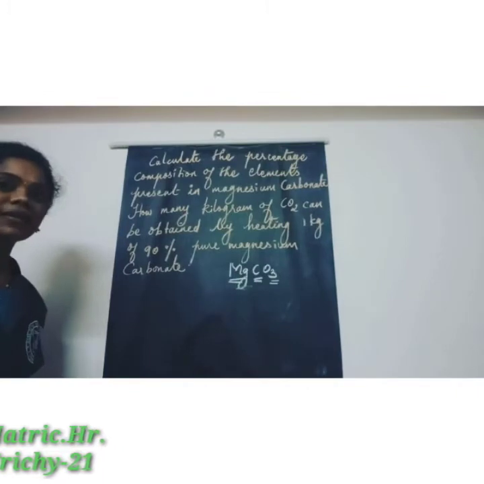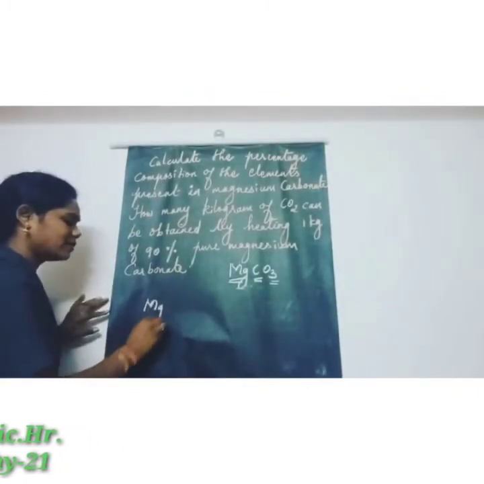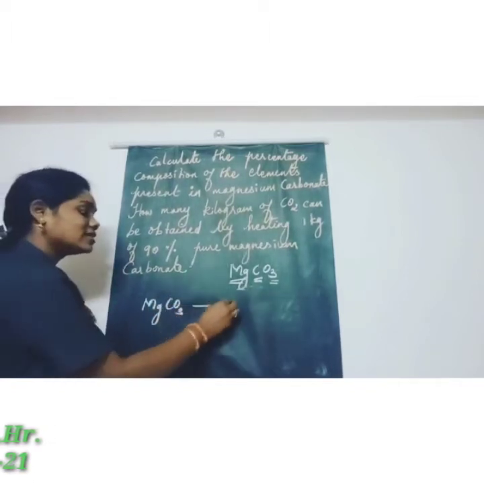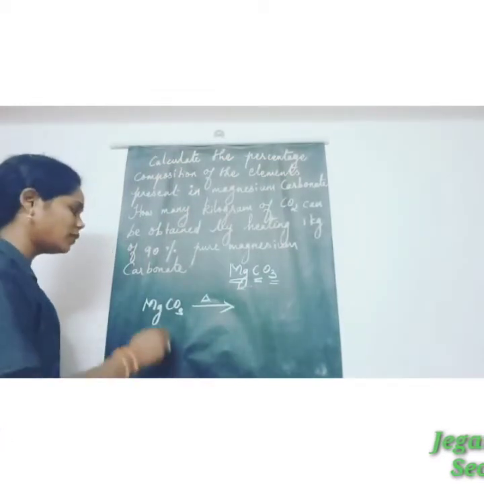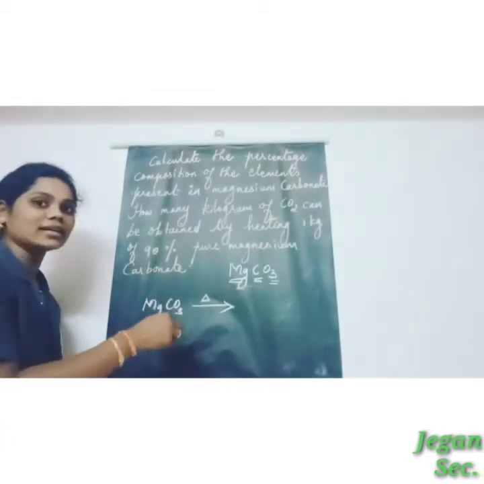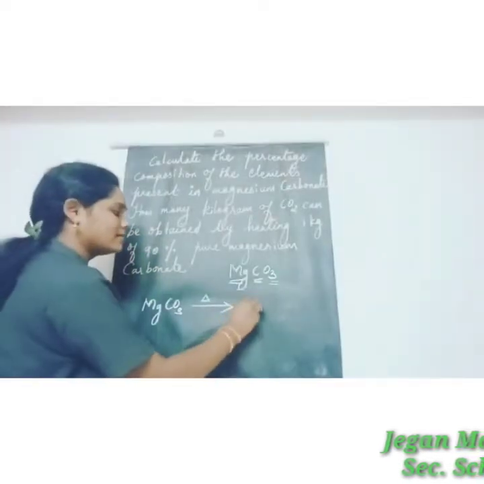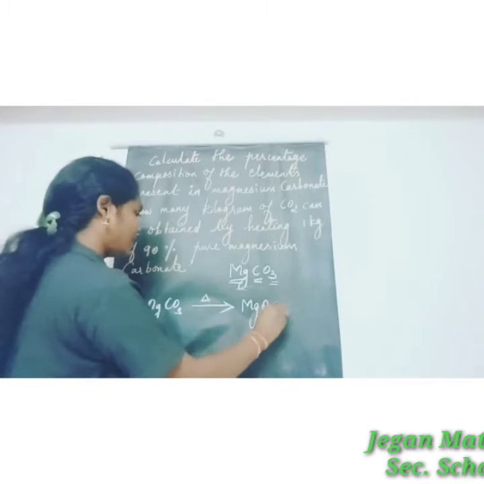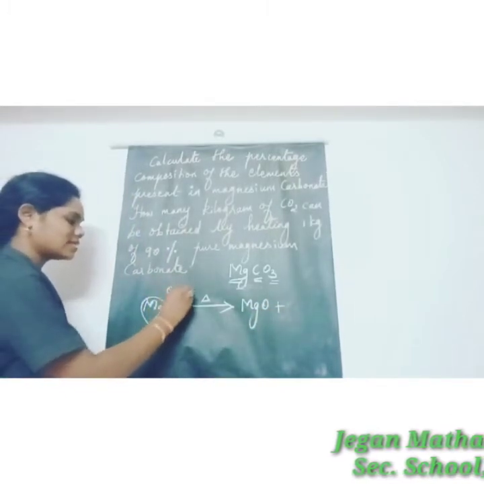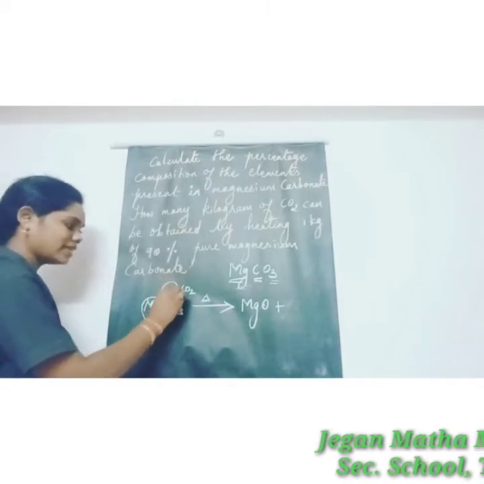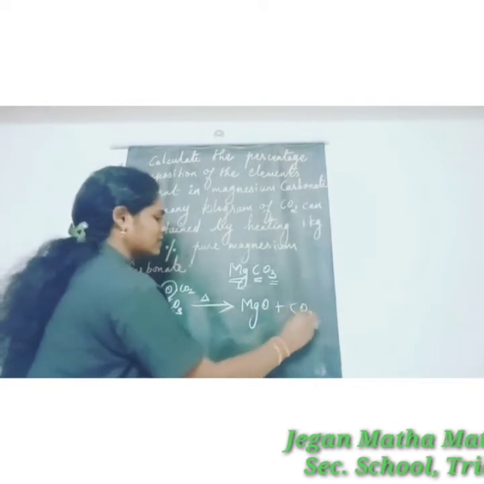Okay, let us see the balanced chemical equation. First we take magnesium carbonate. When it is heated, it decomposes and is converted into magnesium oxide and carbon dioxide. The formula for magnesium oxide is MgO, plus carbon dioxide. So Mg is combined with oxygen, giving magnesium oxide, plus carbon dioxide CO2.